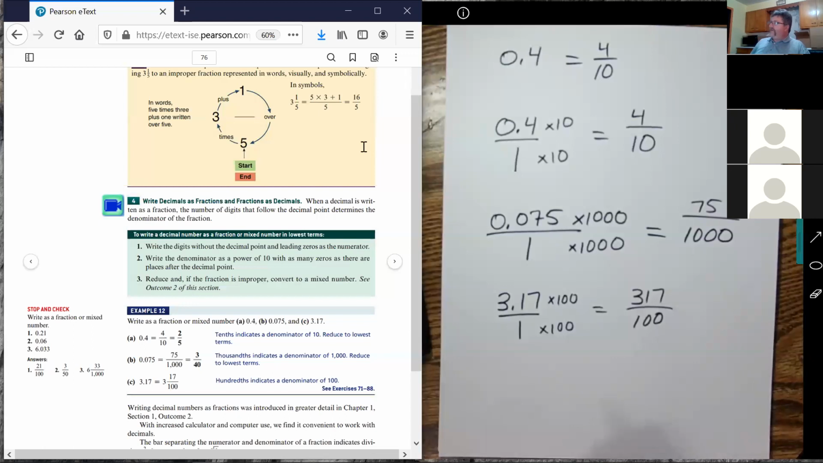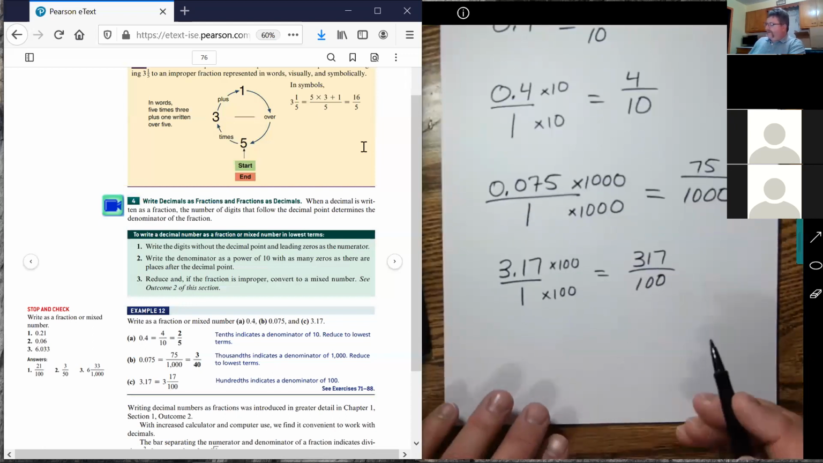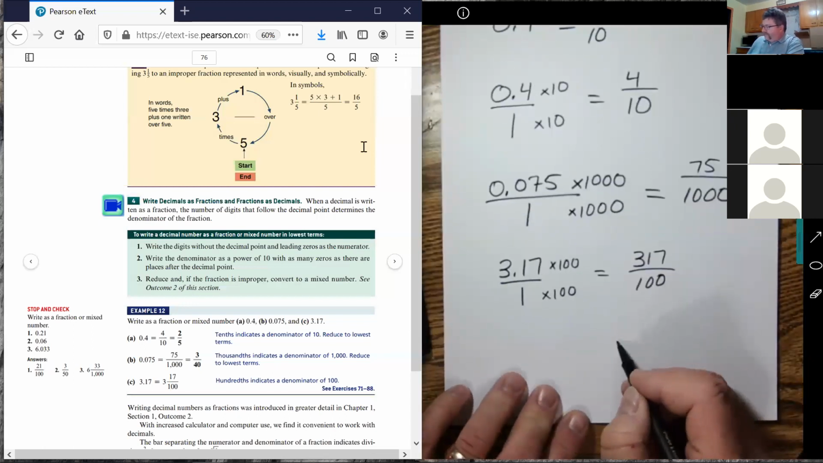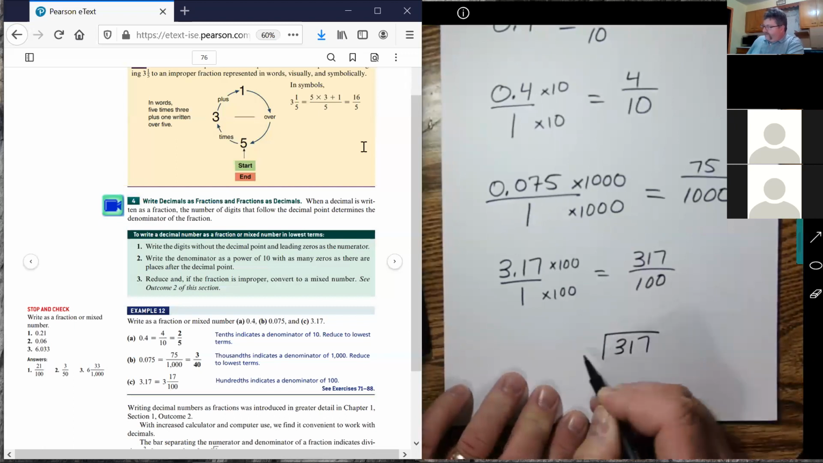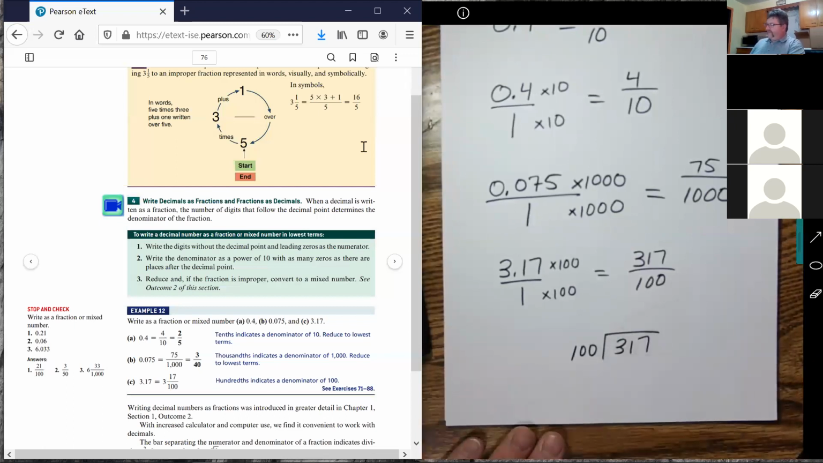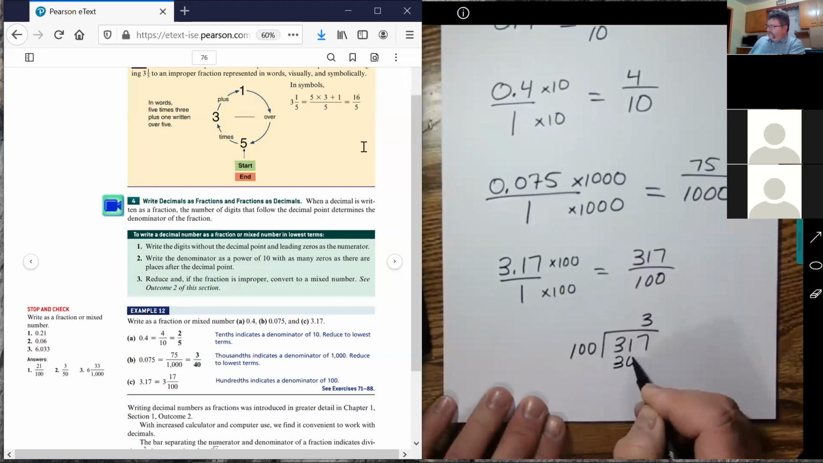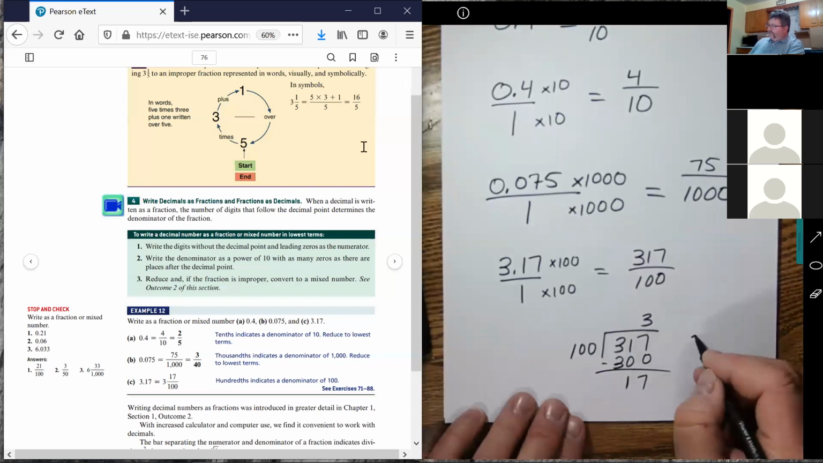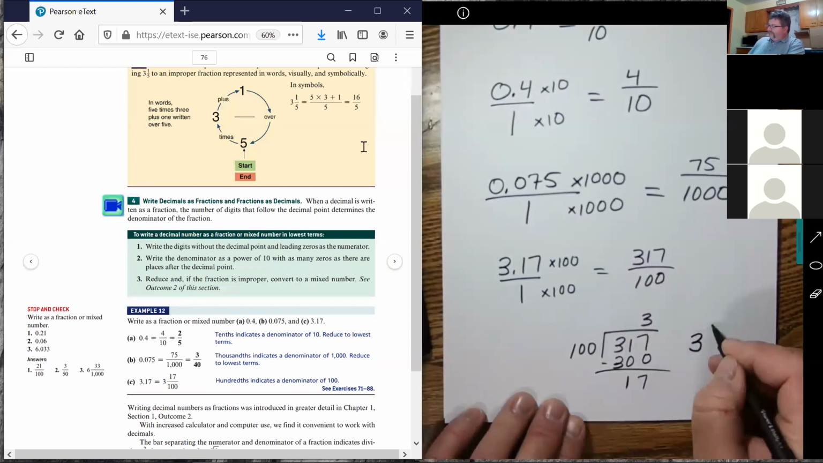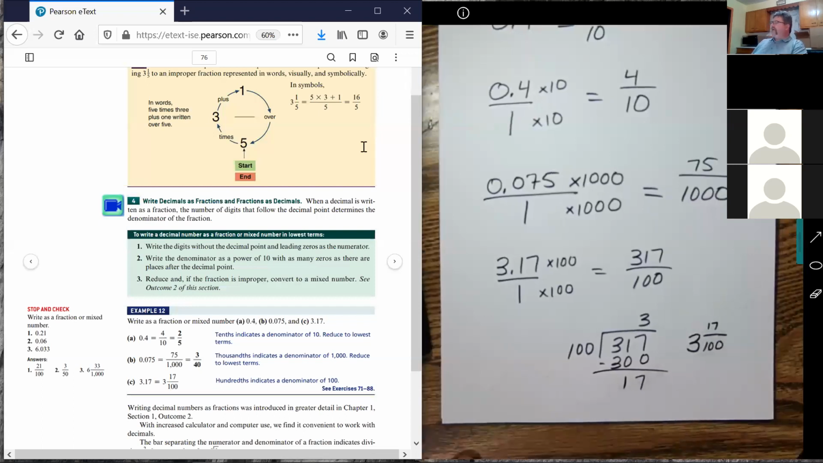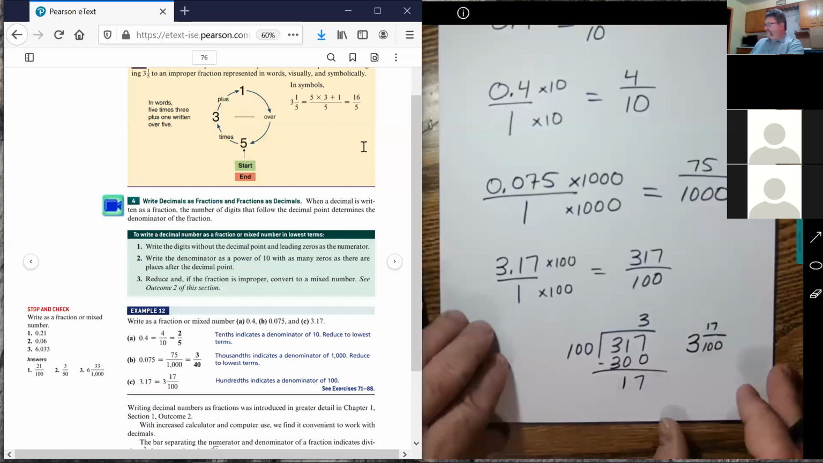First, I turned it into a fraction, but now what do I got to do? I got to go through this procedure here of saying, oh boy, what's 317 divided by 100? Well, how am I going to do that? Well, it's going to be 3. Okay, and then I subtract and get this little remainder of 17. So it's going to be the whole number 3 and the fraction of 17 100ths, right? Well, that was kind of the hard way.